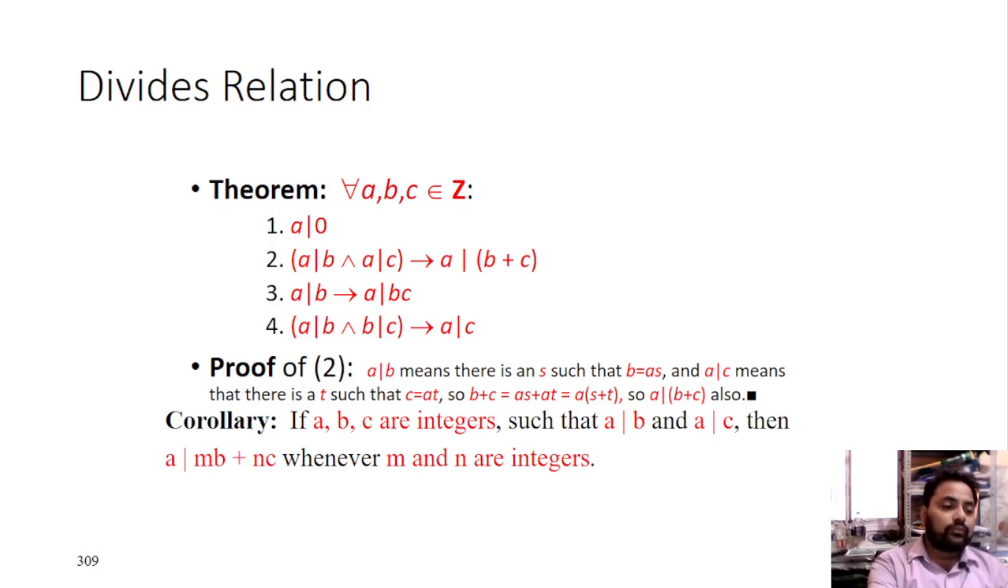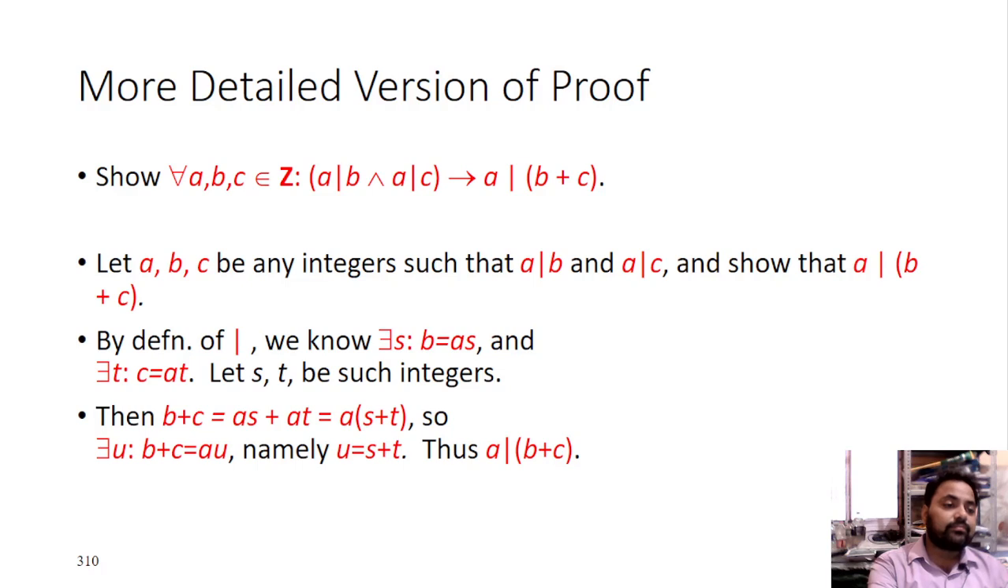The proof of the second: if a divides b, it means that there is an s such that b is equal to as, and a divides c means that there is a t such that c equals at. So b plus c is equal to as plus at, which is equal to a times s plus t. So a divides b plus c. And also the corollary is: if a, b, c are integers such that a divides b and a divides c, then a divides mb plus nc whenever m and n are integers.